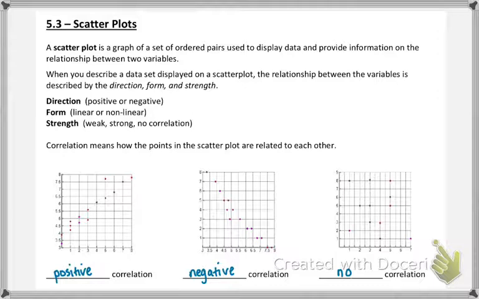And then the last thing is the strength. Is it a weak relationship? Is it a strong relationship? Or is there no correlation at all? Okay, so a strong correlation would be if you can draw a line of best fit where your data points are very closely clustered around your line of best fit. So that would represent a strong correlation.